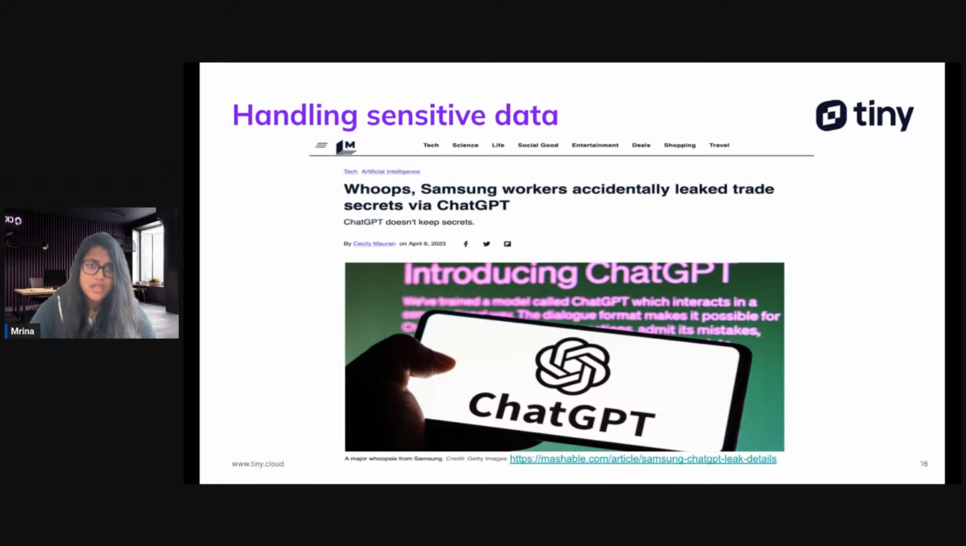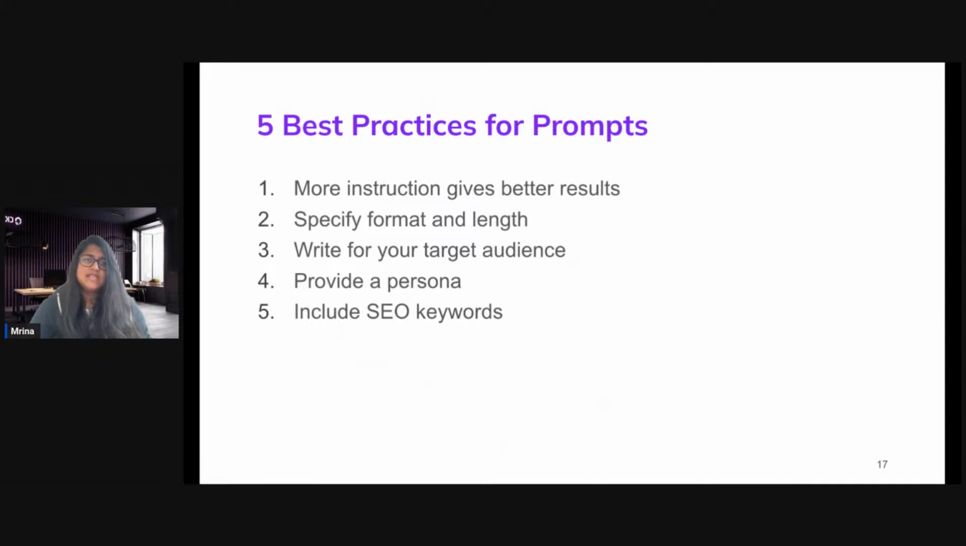So with that said, I've reiterated that the most important thing in ChatGPT is the prompts, and making these prompts useful for your users will actually give you the best results. So the first of the 5 best practices for prompts is that more instruction gives better results. The more specific you are about the format and the length, the more useful the results will be, right? Always provide ChatGPT with the parameters of what you want to receive back.